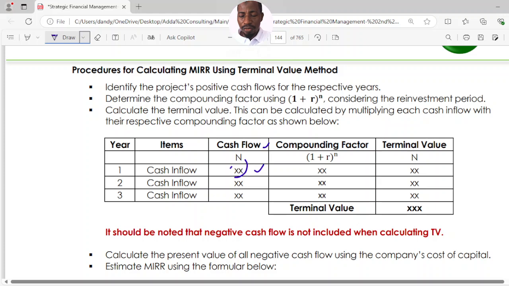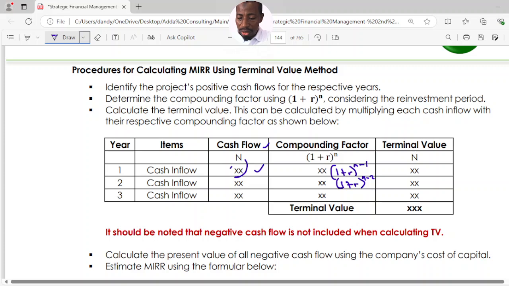For each year that you want to do, this one, for example, will be 1 plus r raised to power n minus 1 year. The year that the cash flow occurs is out of it, so n minus 1. Then when I get to the second one, I will say 1 plus r raised to power n minus 2, because I'm talking about the cash flow of year 2 now. That's why I put n minus 2. So the n is the useful life, which is 3 years.